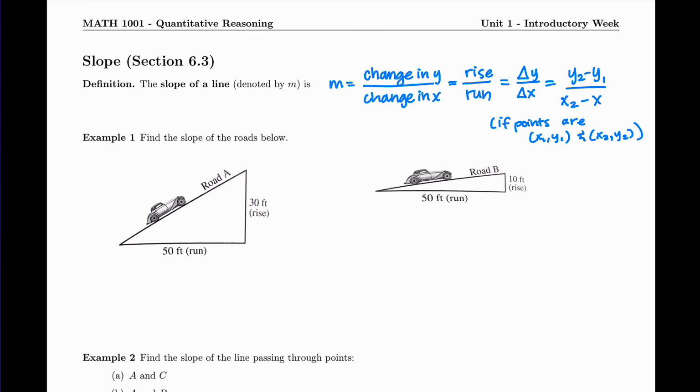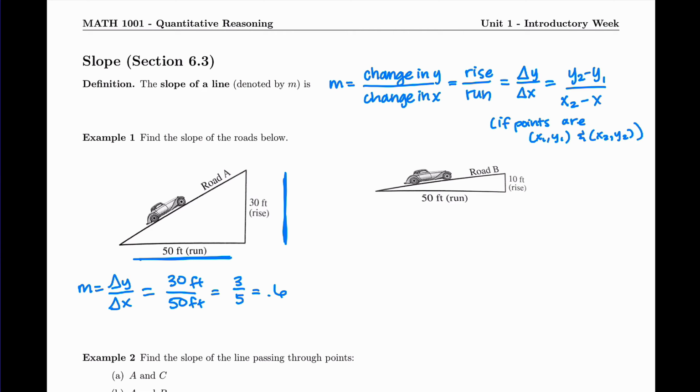So let's remember that our slope is our change in y over change in x. Remember that triangle is a capital delta. Change in y over change in x. My change in y is my vertical distance, that rise, so 30, over my change in x is this horizontal distance, 50. So we can simplify that to 3/5 or 0.6.